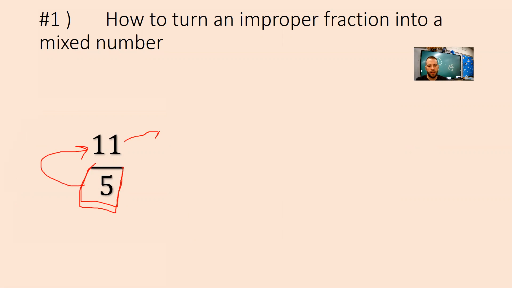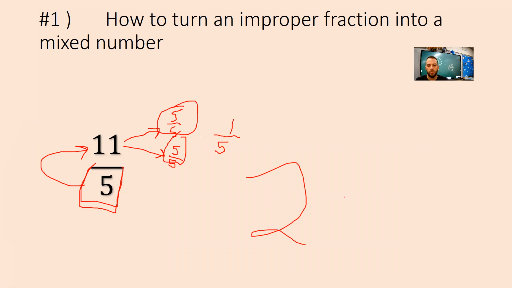So I know I could pull out one group of 5, and I know I could pull out 2 groups of 5 because I'm counting by 5s, and 2 of them is 10. Is there anything left over? Yeah, if it's 10, I have 1 left over. So that's a hole. That's a hole. My answer is 2 1/5.